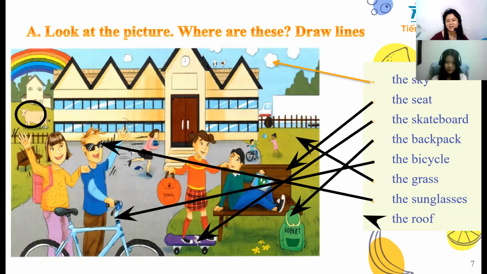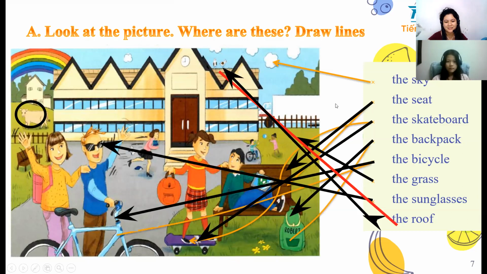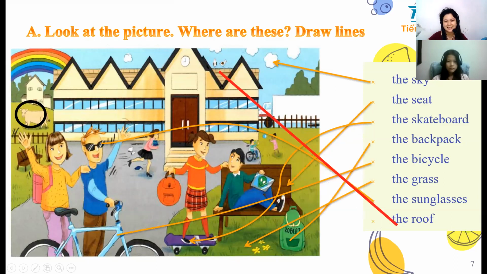Now let's check your answers, Anne. You are not sure about the roof. I'm going to say that the roof is here. The roof is the one like in your house. It's the thing that covers your house, to keep you safe from the sunshine, the sunlight, and the rain. Now let's check. This is the seat, the skateboard, the backpack, the bicycle, the grass, the sunglasses, and the roof. You got one mistake, Anne.